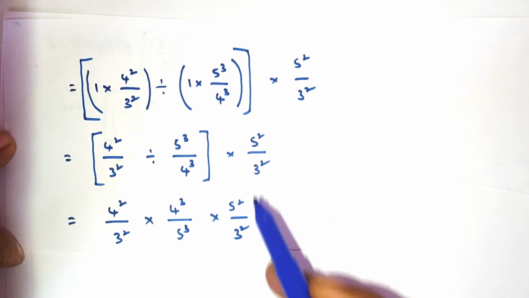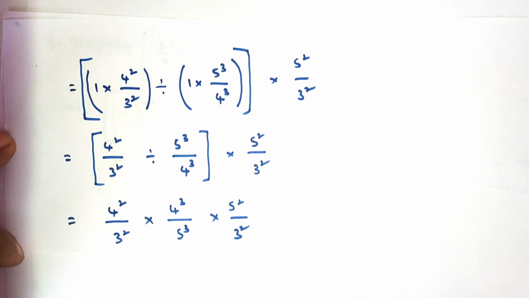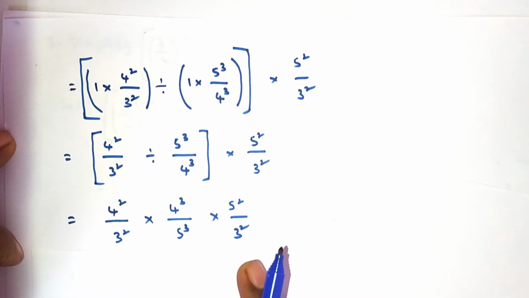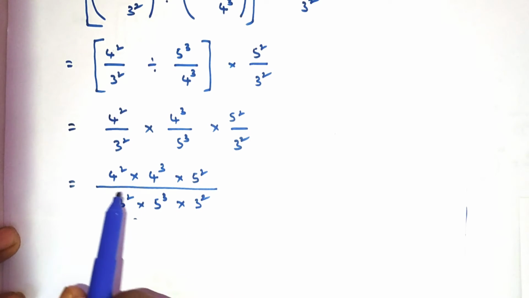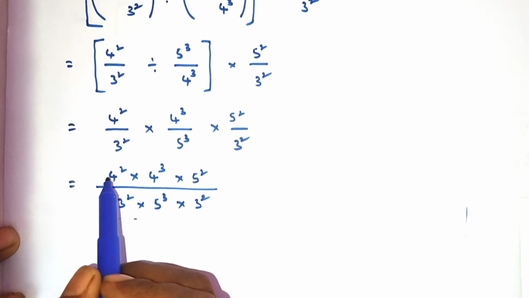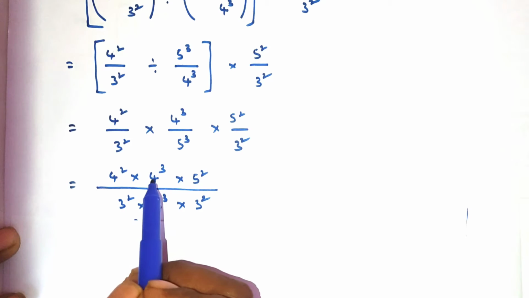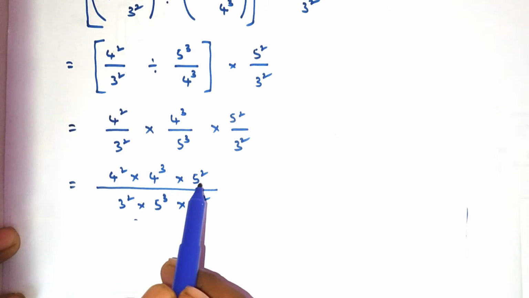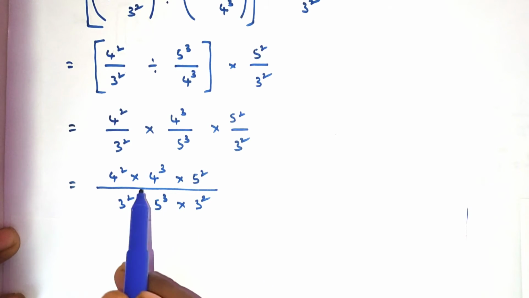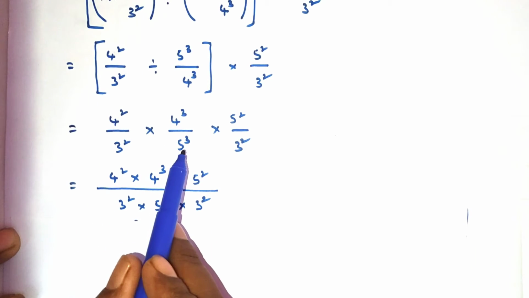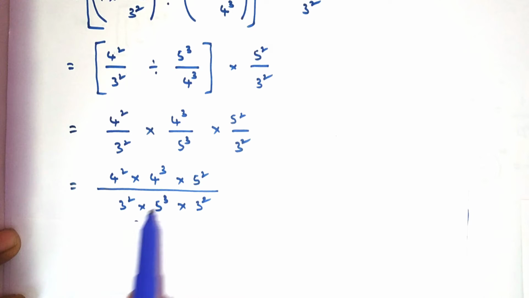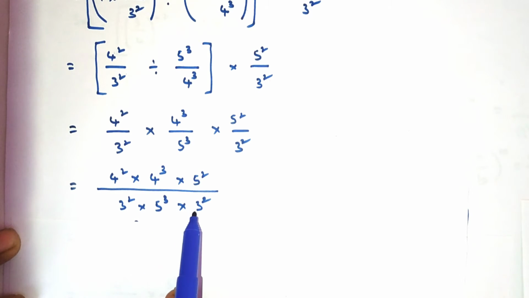We have written this same to same. Let us simplify this equation further. We can simplify this equation as detailed below. We have written 4 square here. We have written 4 cube here. We have written 5 square. We multiplied. The denominators also we multiplied. 3 square, 5 cube, 3 square. 3 square into 5 cube into 3 square.